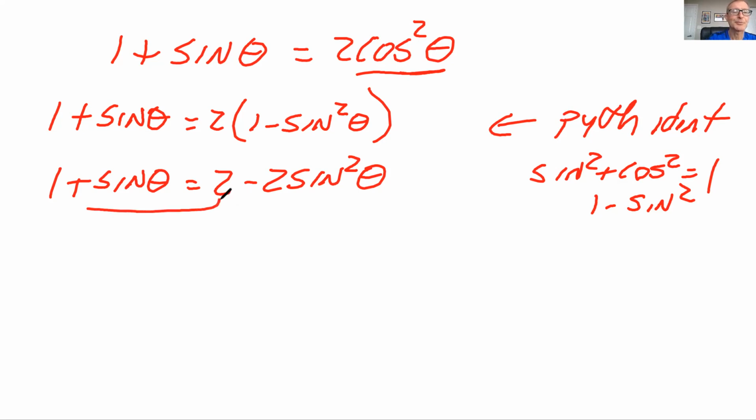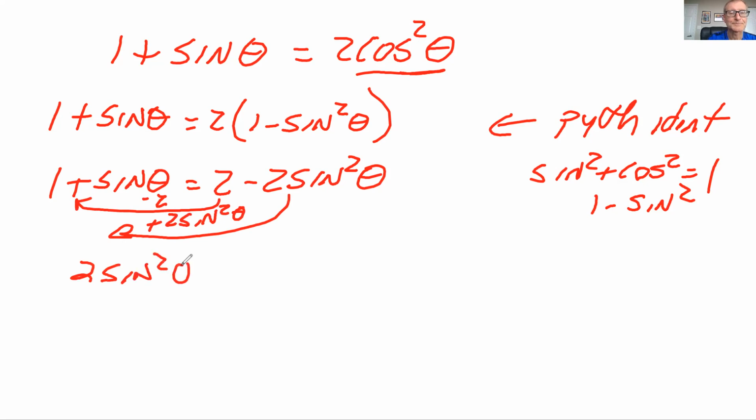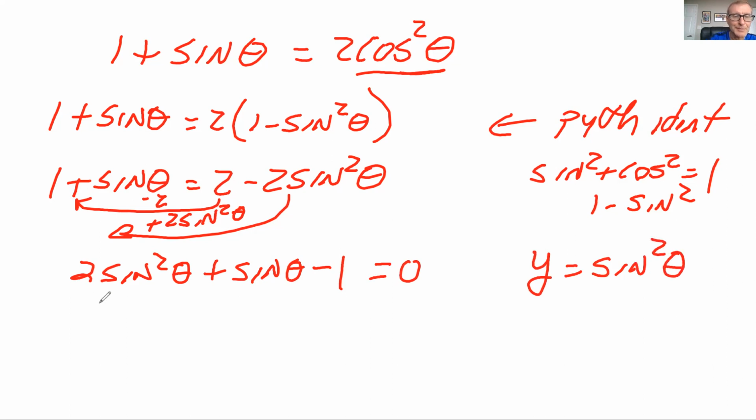So we're going to bring both these variables to the other side. So this would be a minus 2, right? And then we would have to add 2 sine squared of theta. So when we do that, I'm going to write it this way, 2 sine squared of theta, and then plus sine of theta, and then 1 and a minus 2 gives us a minus 1 here, and that would equal 0. And so let's set y equal to sine of theta. And look what this equation turns into, right? A nice quadratic.